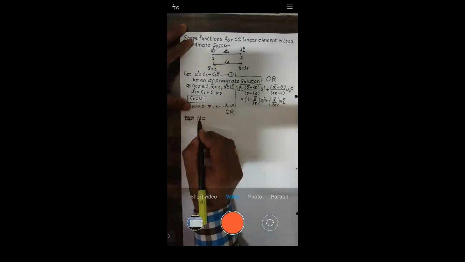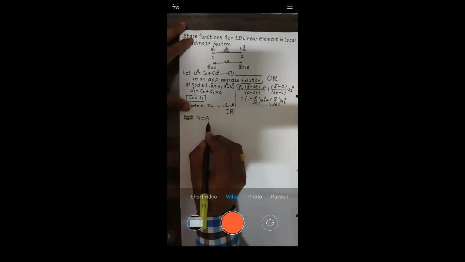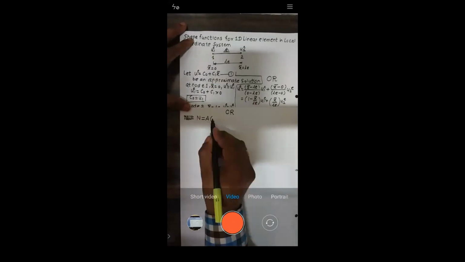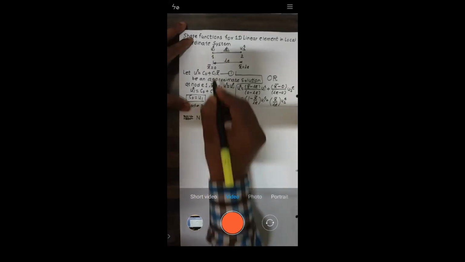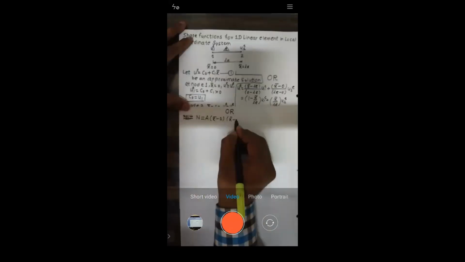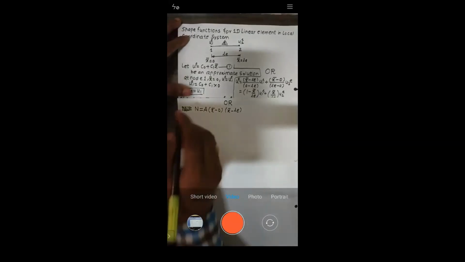N is equal to some constant a into, what is the equation of this? Can I write x bar minus 0? And what is the equation of this? It's x bar minus LE. Is it okay or not? Let me know.